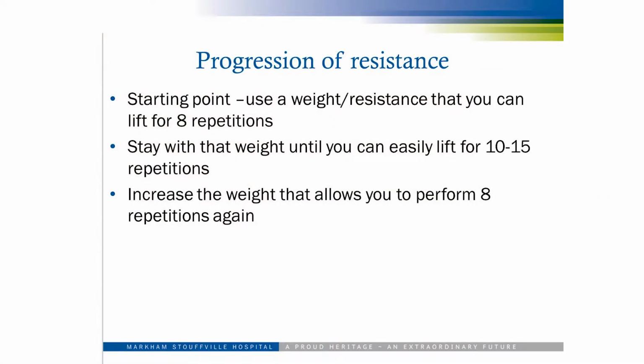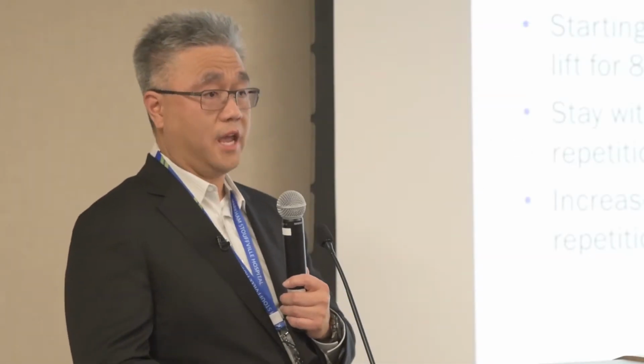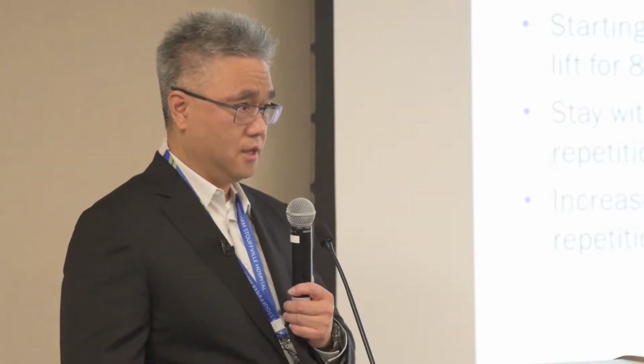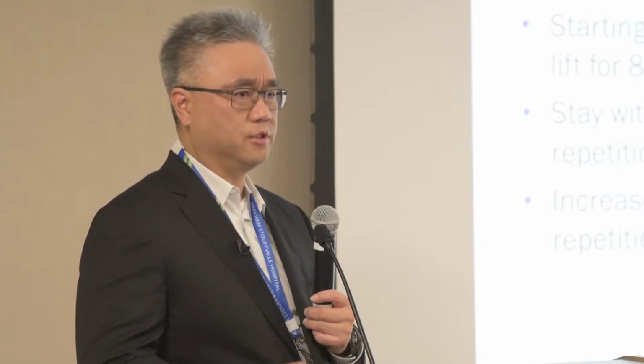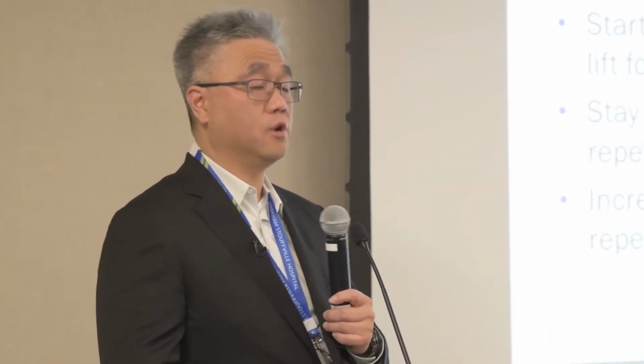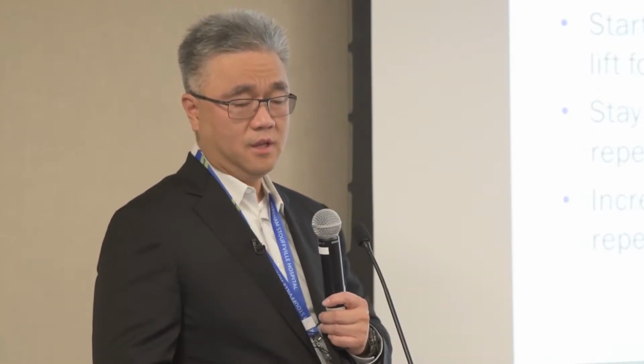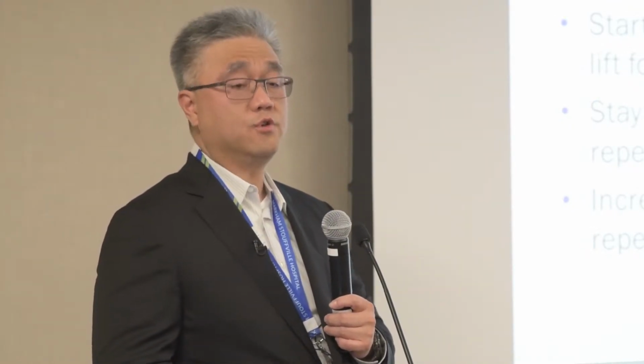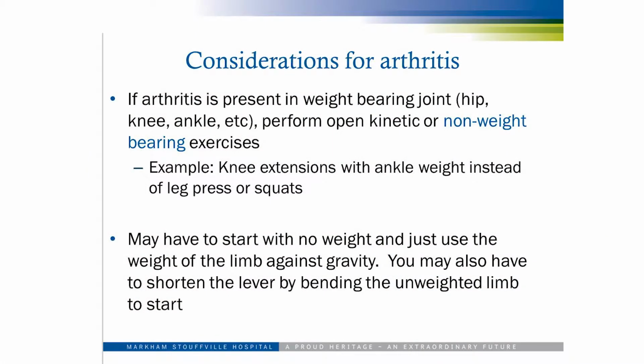Well, how do we progress resistance? Let's determine what a starting point is. Starting point is you use a resistance or weight that allows you to do up to 8 repetitions of that exercise, and the 9th and 10th would be difficult to do, so that's where you would stop. You would continue doing these exercises until you can comfortably do 10 to 15. Once you're able to do that level, you can increase the resistance or increase the weight so it's back down to that level of doing 8 before you need to stop.